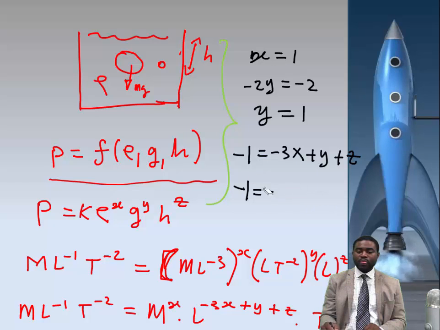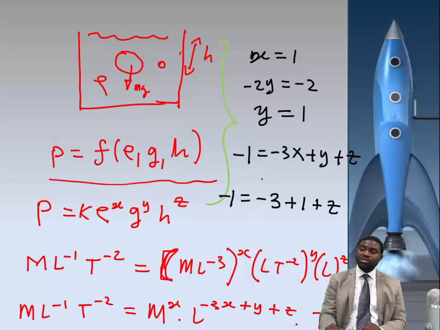Now, let me erase this. This means that negative 1 is equal to negative 3, because x is 1, plus 1 plus z. Negative 3 plus 1 is negative 2. If you take the negative 2 to the opposite side, it becomes what? Positive 2. Positive 2 minus 1 is 1. So z is equal to 1.